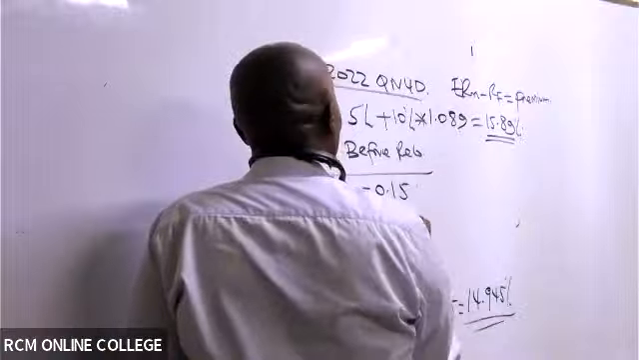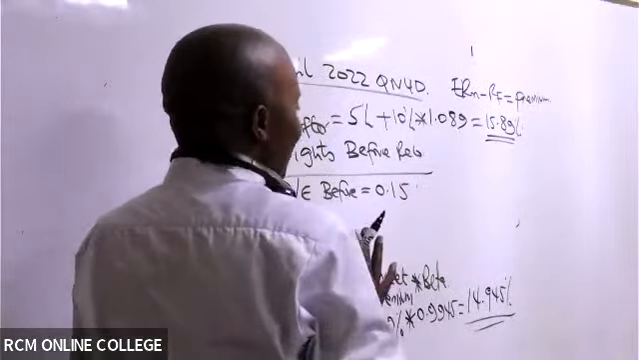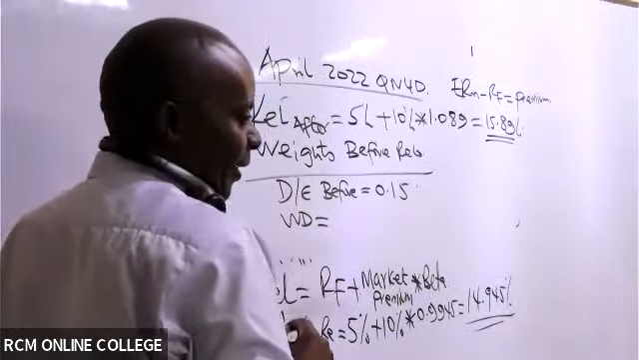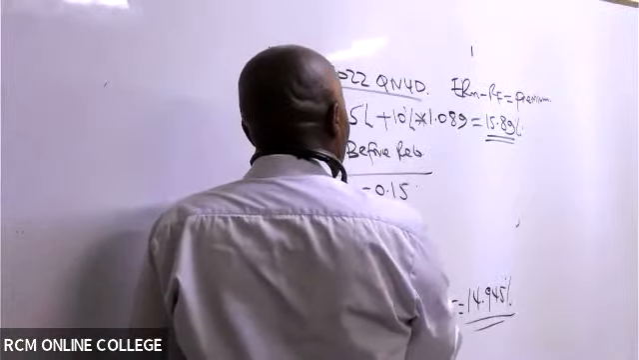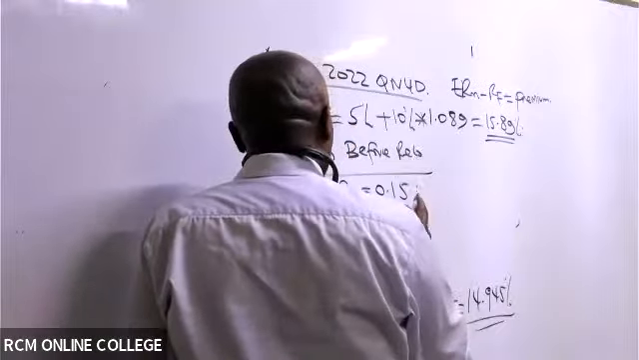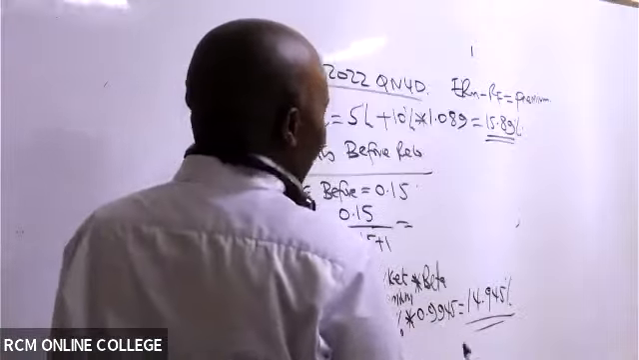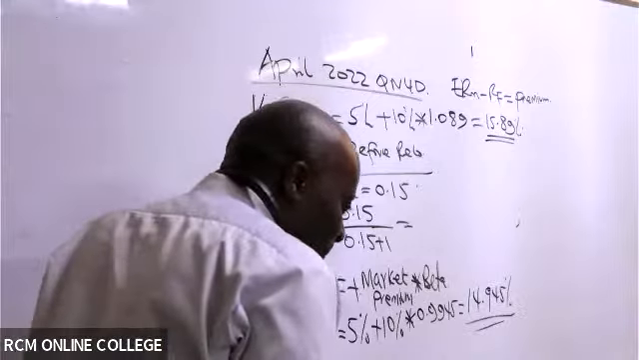0.15. Do you know the shortcut of getting weight of debt if you are given DE? So this will be weight of debt. So weight of debt, we said, you will take the DE the way it is, divide by the same number, and then plus what here, somebody? Plus 1, always. That's how you get your WD.